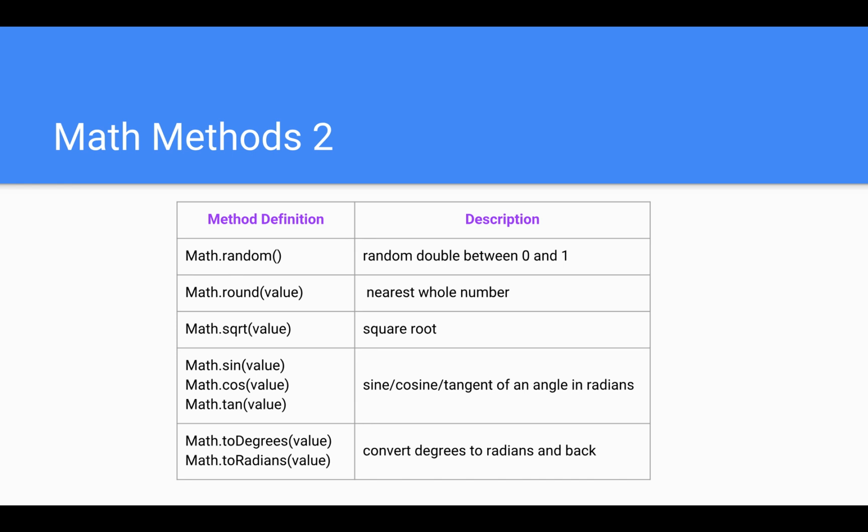Math.sqrt(value) will give you the square root of any value you pass it. These next three will give you sine, cosine, or tangent of an angle in radians. And then Math.toDegrees and Math.toRadians will convert between radians and degrees and then back again.